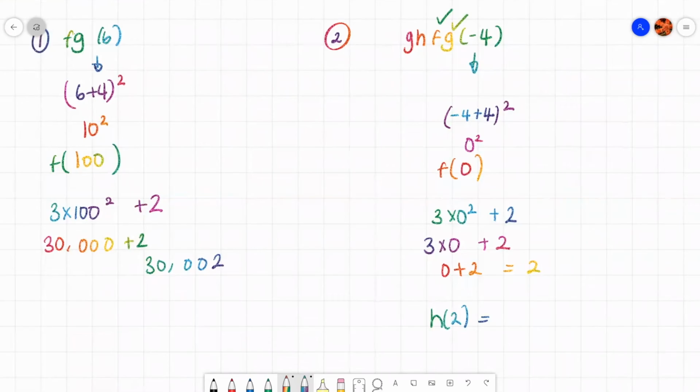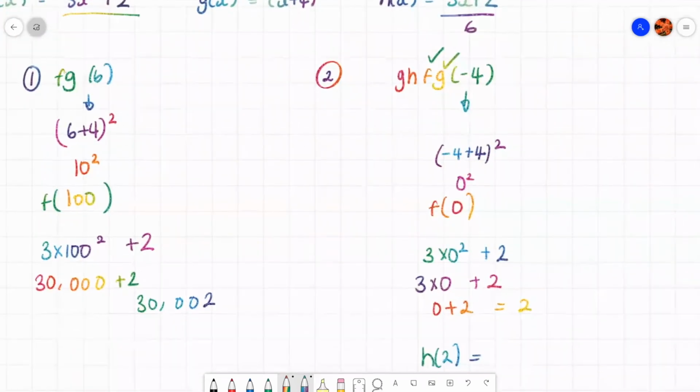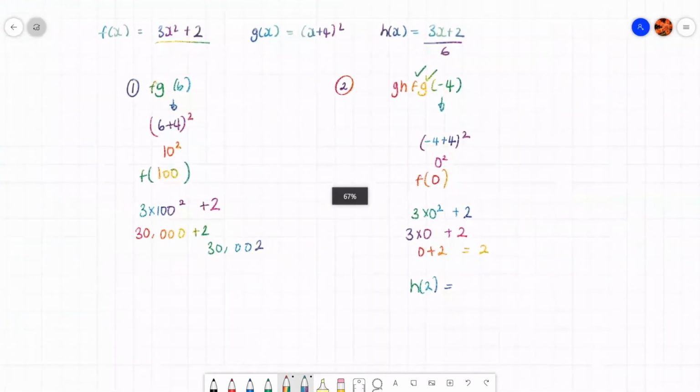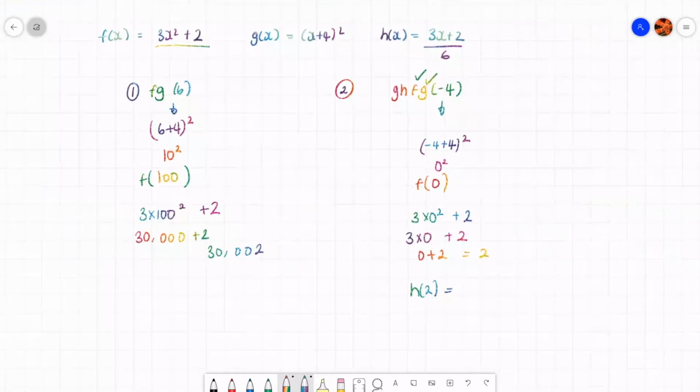Well, H was, if you're looking back, 3x plus 2 all over 6, let me zoom out a little bit so you can see. Okay, so I've got to replace the x with 2. So 3 times 2 add 2 all over 6. Well, 3 times 2 is 6. 6 add 2 is 8, so 8 divided by 6, I'm left with a fraction. You can simplify that if you want, you can leave it as it is. I'll just leave it as it is for now.